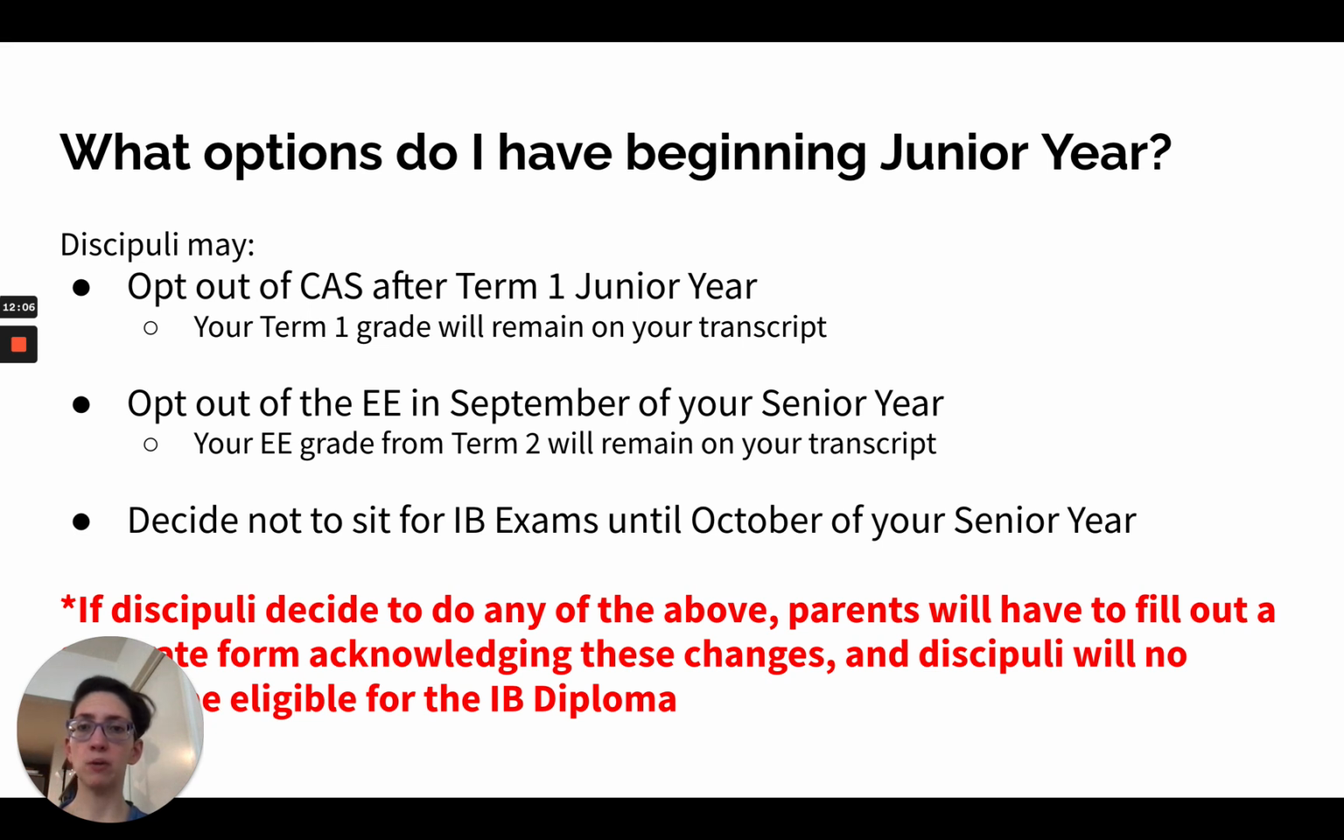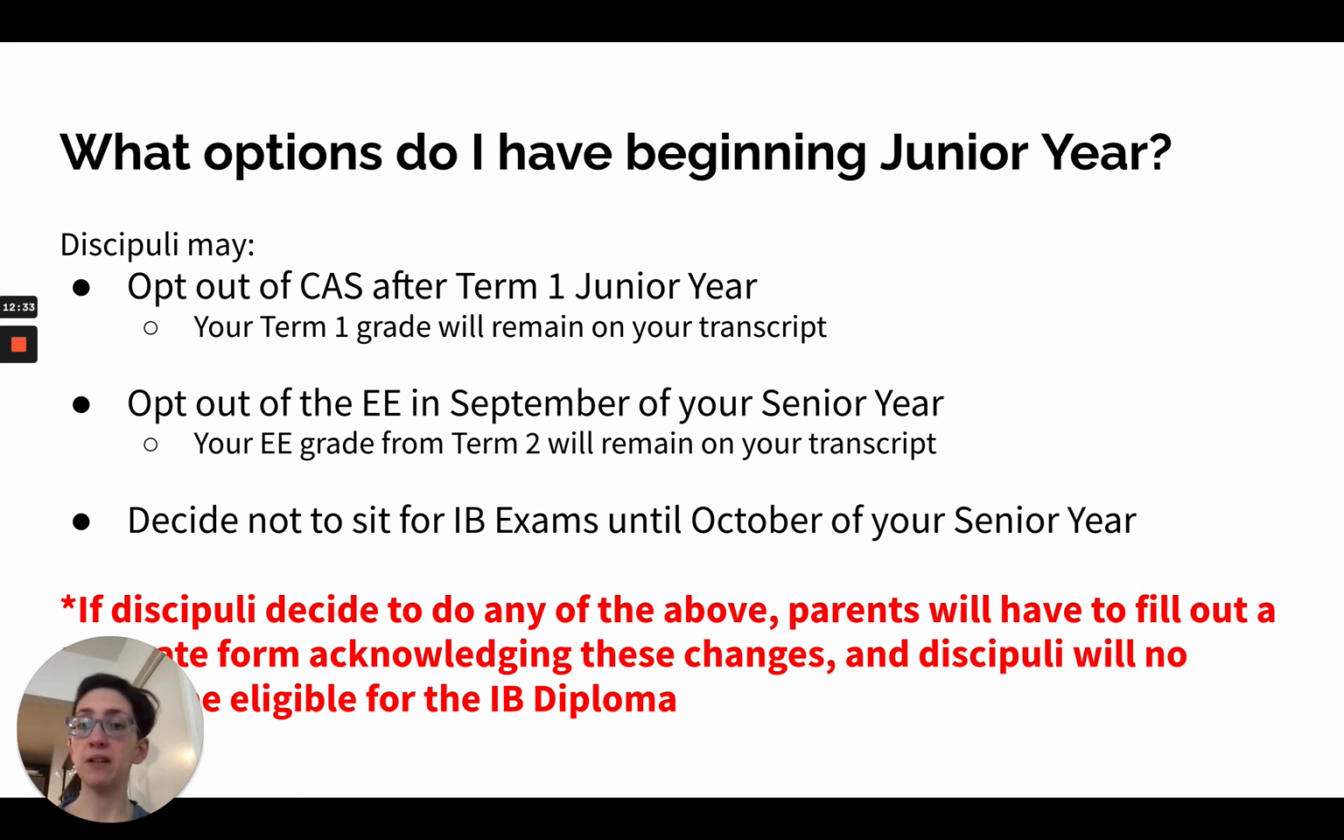So what options do I have beginning junior year? When you come back to school in September, you may certainly opt out of CAS after term 1 of junior year, right? If you say, I want to do CAS now, and you change your mind, you can opt out after term 1. You cannot opt out in the middle of the term. So if you're failing CAS and you're just like, hey, I just want out, you have to wait till the end of the term and you will get a fail for term 1.